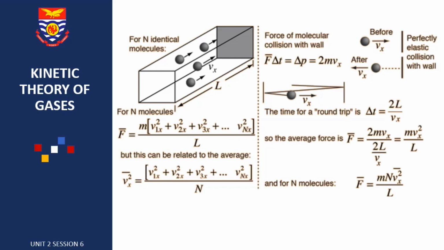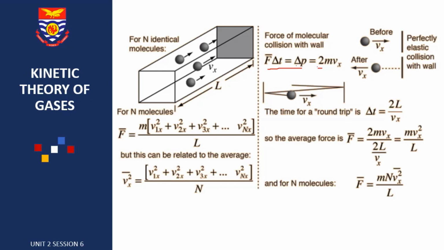Now, let's look here. The relationship between force and momentum is that force is equal to momentum divided by change in time. We can represent the momentum as m times the velocity. But because it's before and after collision, we multiply it by 2, so that F times t can be equal to 2 times mass times the velocity.